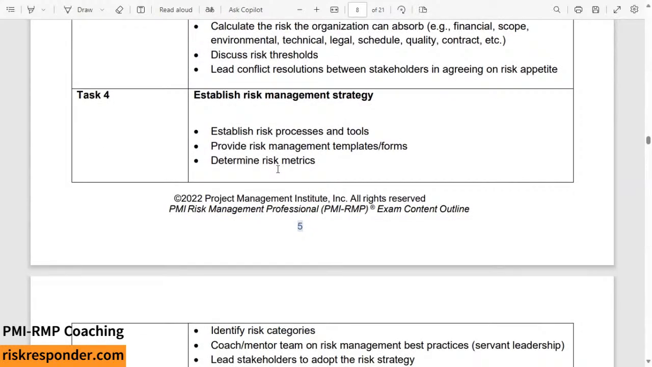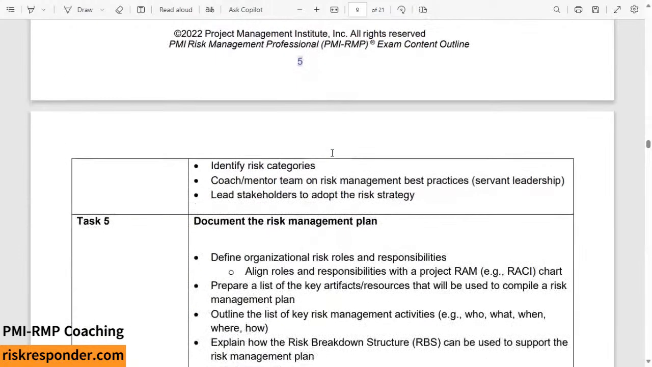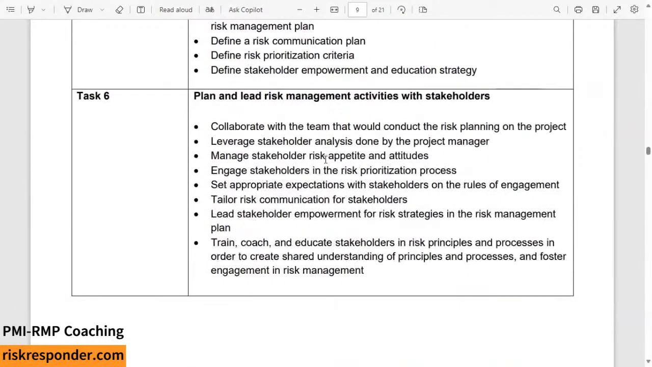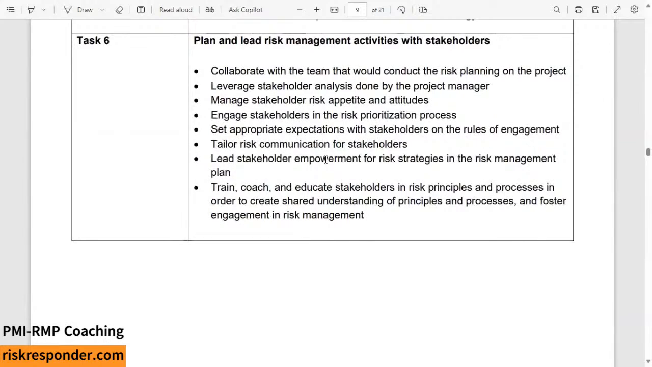What is our overarching strategy? For example, on one of my programs, an overarching strategy was to get management involved once you find something that can kill this program. The strategies can be more intricate or they could be high level. Number 5, document the risk management plan. That's a no-brainer. Number 6, plan and lead risk management activities with stakeholders.